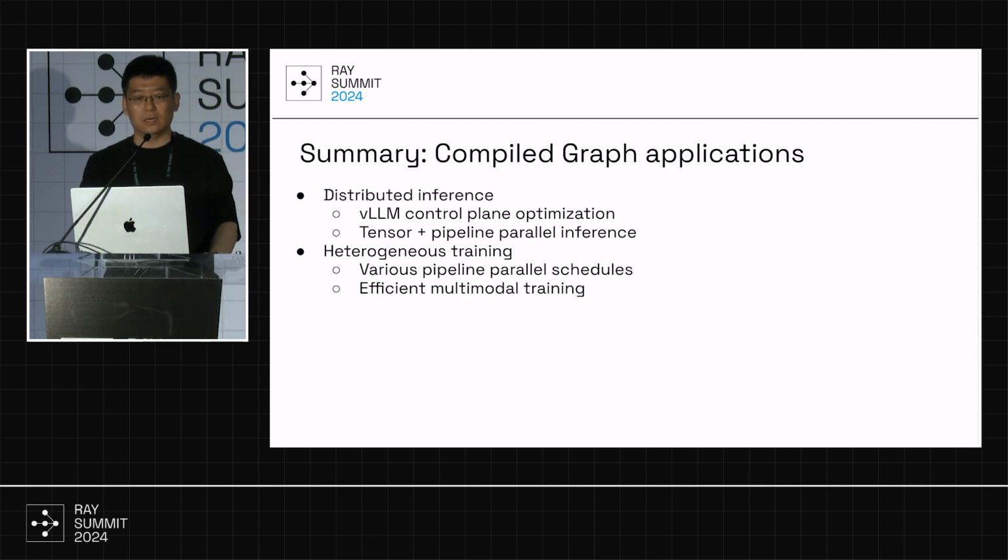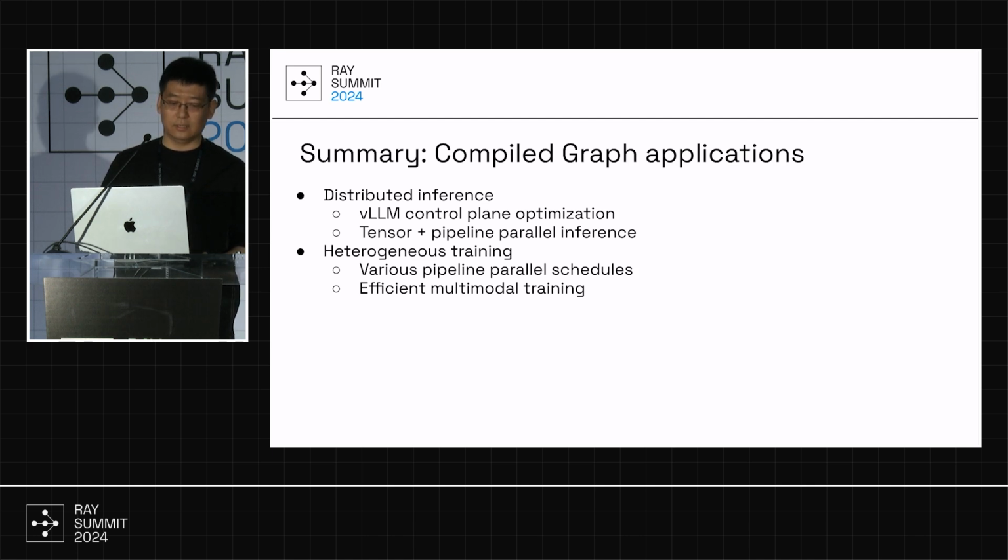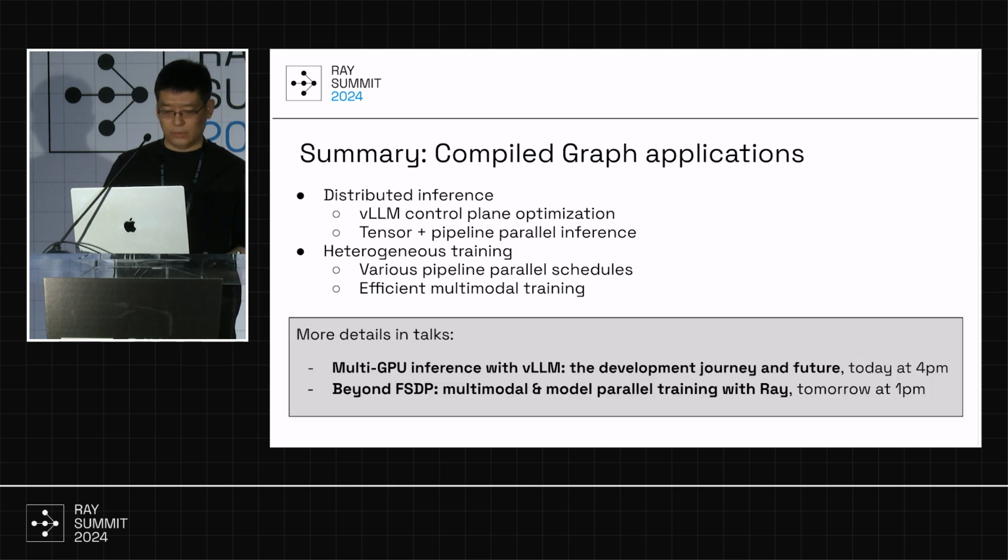To summarize, we covered two classes of applications for compiled graphs. One is distributed inference, and another is heterogeneous training. We covered this from a high level, but there are two additional talks for this. One is the multi-GPU inference with VLM. The other is the Beyond FSDP talk. The first one is today at 4 p.m. The other one is tomorrow at 1 p.m. And I highly recommend attending these two talks for more details of how we exactly implement them with compiled graphs.